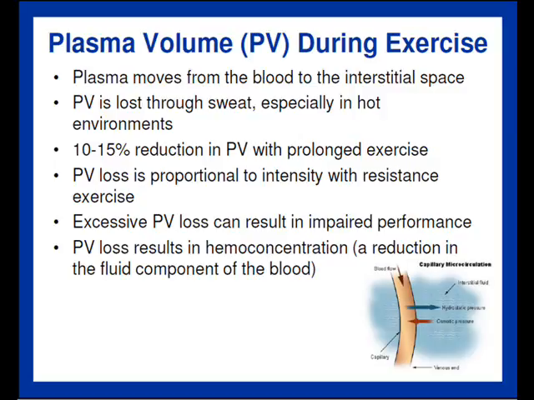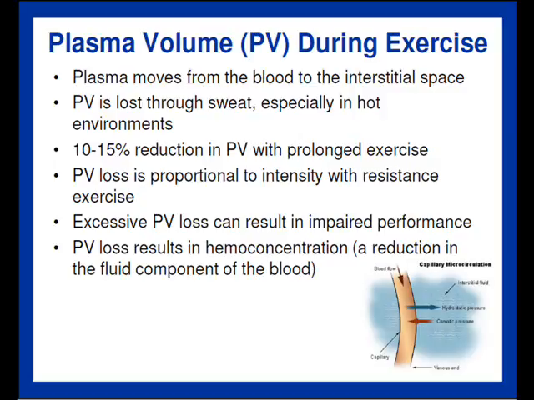Plasma volume during exercise. We've already spoken quite a bit about plasma volume. We do lose it, of course, because we sweat a lot, particularly in the heat. It can also move from the blood to the interstitial space, and the blood pressure particularly goes up. So I've mentioned, for instance, that we can lose PV in sweat, especially in hot environments. We do see a 10 to 15% reduction in PV with prolonged exercise.